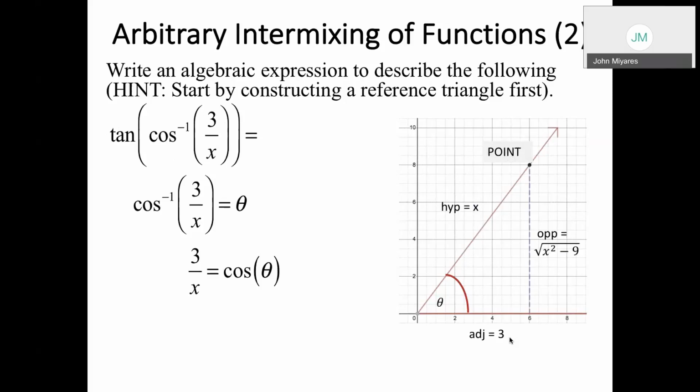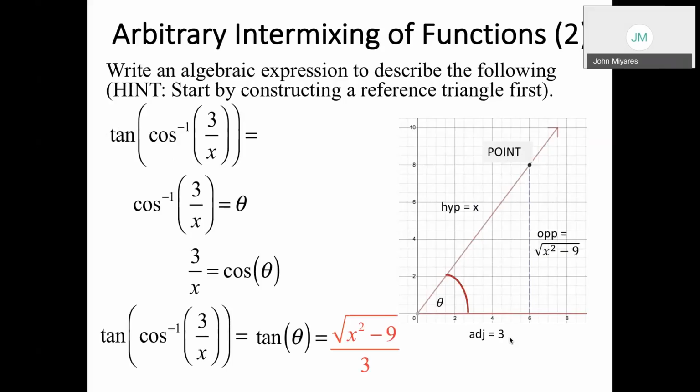Now that we have that in place, the tangent of the inverse cosine of 3 over x is going to be the tangent of this angle theta described by the reference triangle here, which when you look at the opposite over the adjacent side, you should get the square root of the quantity x squared minus 9 all over 3.